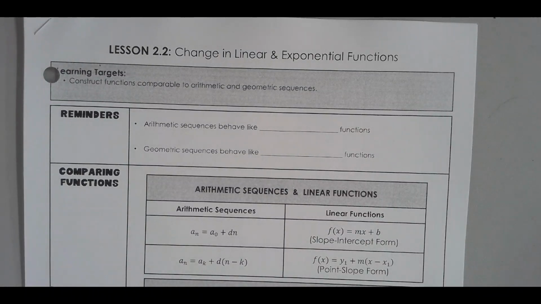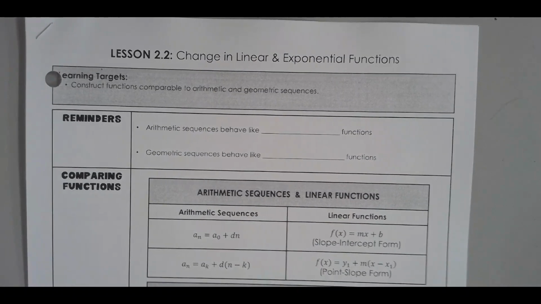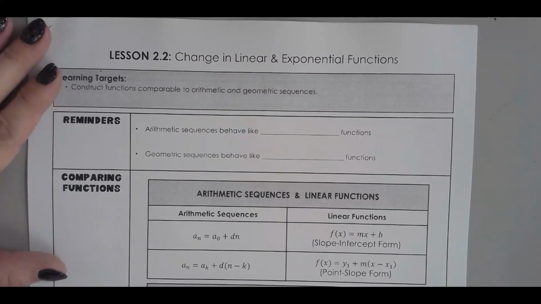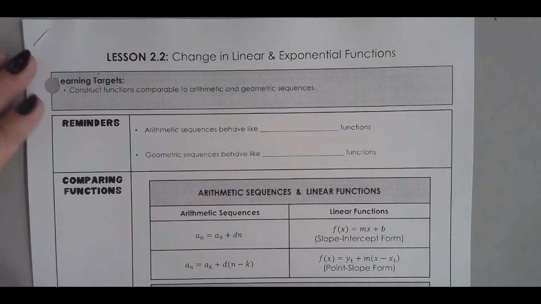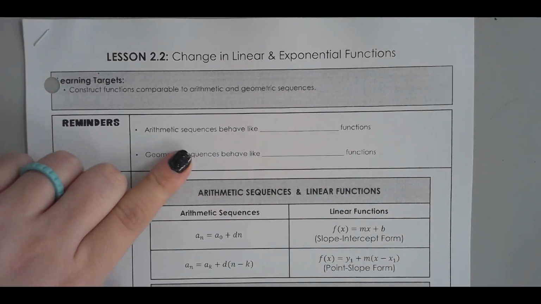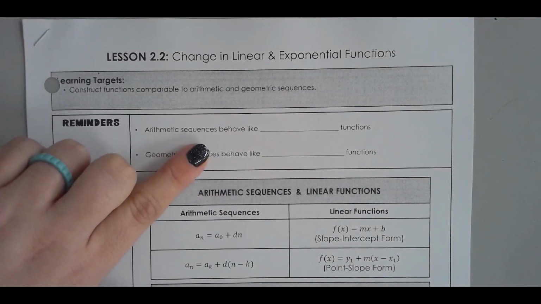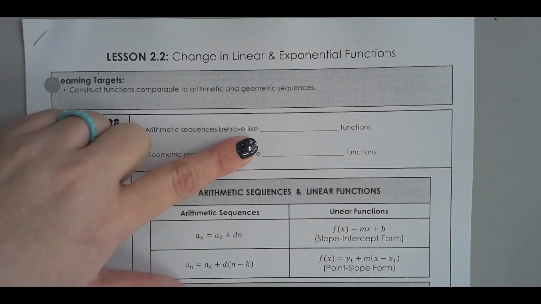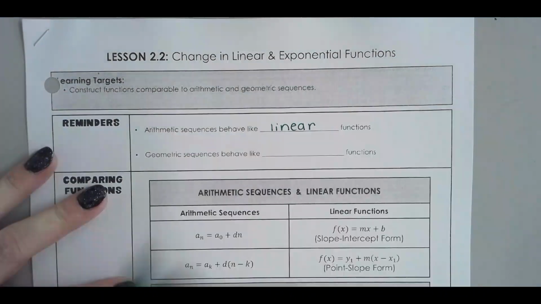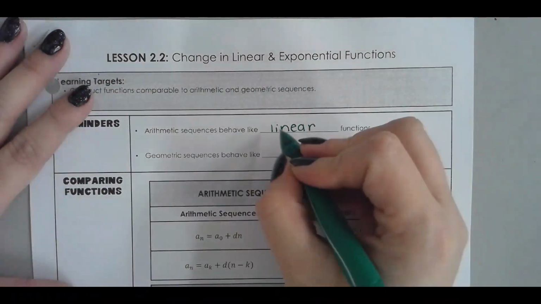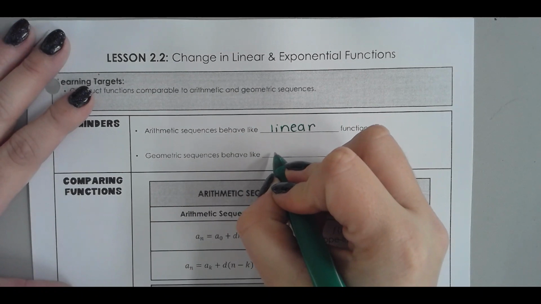2.2 is just an extension of arithmetic and geometric sequences. Now this first page looks awful, I know, but I'll get into it. As a reminder, arithmetic sequences behave like what type of functions? See if I remember. Linear, yes. And geometric sequences behave like exponential.